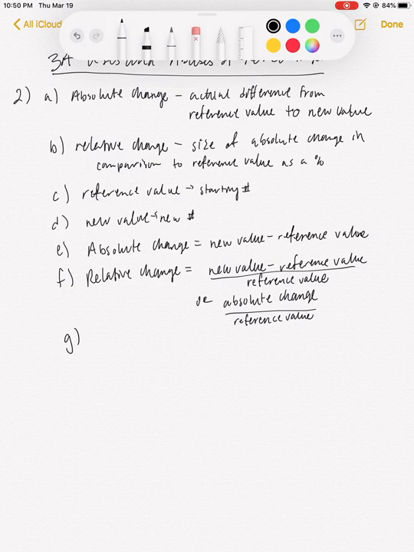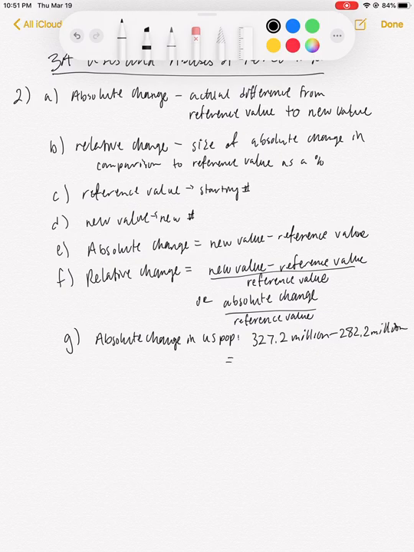Okay. So first we'll do absolute change in U.S. population. I'm taking my new value, subtracting my reference value. So my new value is 327.2 million, subtracting off my reference value, which is 282.2 million. Okay, and when we subtract those, we get 45 million. Okay, and that's the absolute change.